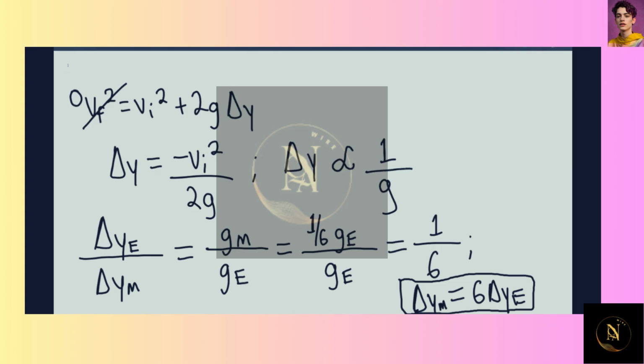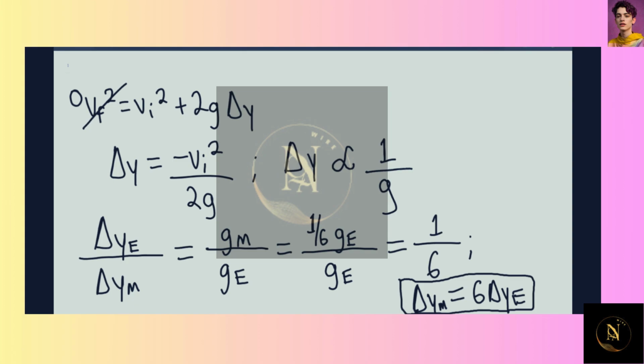you can set up an equation with gravity because we know that the velocity initial is going to be the same on both planetary bodies. So if we just substitute in the gravity on the Moon, which is again 1/6 the gravity on Earth, and solve for delta y on the Moon, we find that delta y on the Moon is 6 times delta y on Earth. Therefore, the height on the Moon would be 6 times the height on Earth.